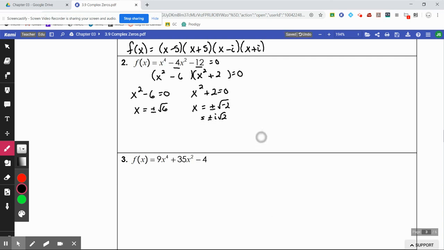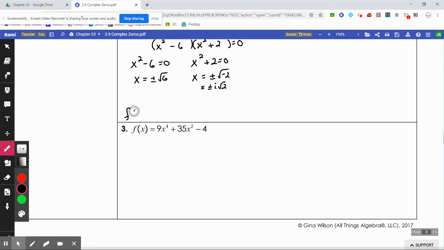Therefore, our complete factored form, f of x is equal to, since your first root is root 6, that'd be x minus root 6. Since your next root is negative root 6, that'd be x plus root 6 would be a factor. Since your next root is positive i root 2, that means your factor would be x minus i root 2. And your last one is negative i root 2, so that means that x plus i root 2 will be a factor.